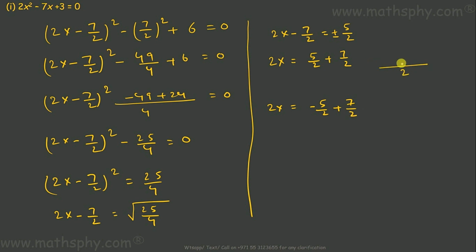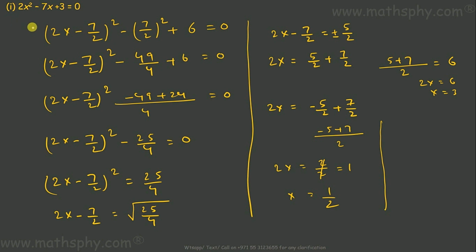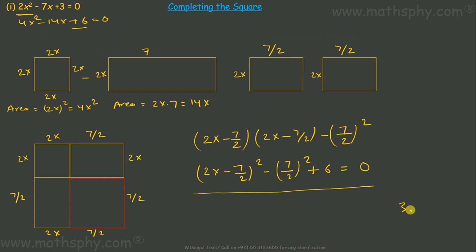Solve this, this gives you 12 over 2, which means 6. So 2x equals 6, so x would be 3. This one here, 2x is equal to 2 over 2, which is 1, so x would be 1 over 2. So roots for this quadratic equation would be 3 and 1 over 2. That's the answer here. These are the roots for this quadratic equation.